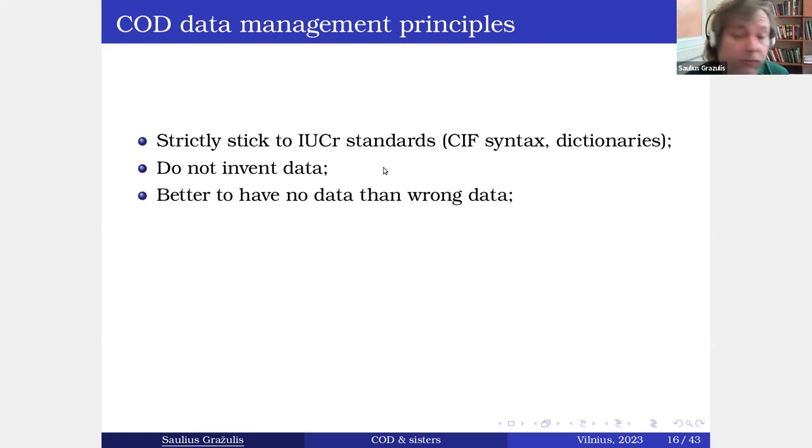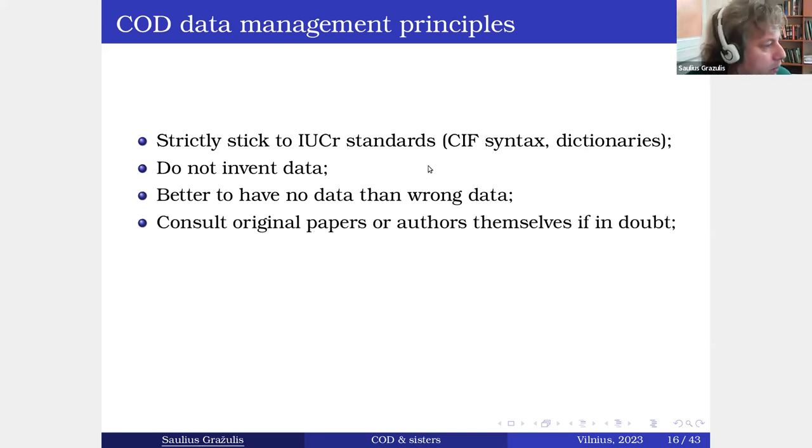And we say that it's better to have no data than have wrong data. So if data values cannot be corrected and they are obviously wrong, the criterion is, if we see that the reader of the paper cannot reasonably interpret that value and use it, then we regard this as incorrect and useless, and we might remove it from subsequent revisions of the Crystallography Open Database, but we will not try to reinterpret it in our own way. As said, we consult original papers or even write to authors themselves, and in many cases we get very useful answers, and this helps us to improve quality of our data set.